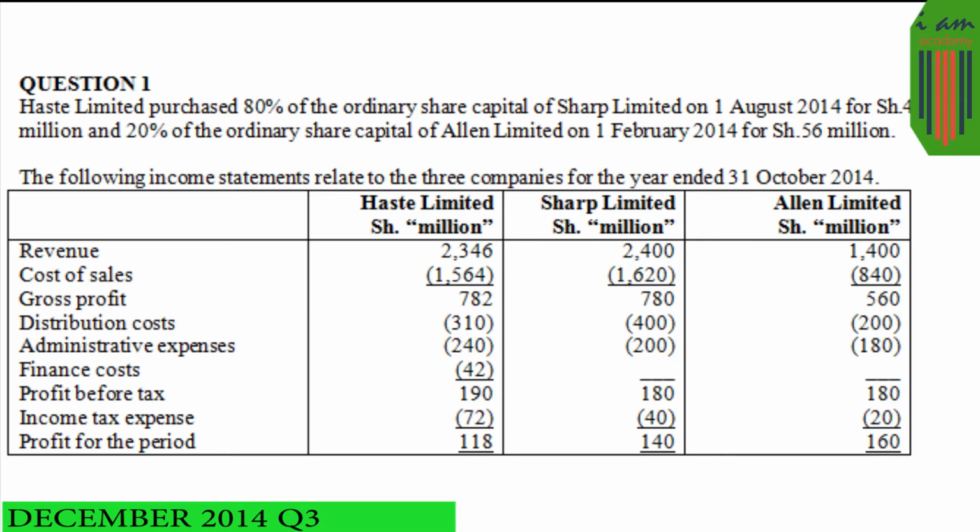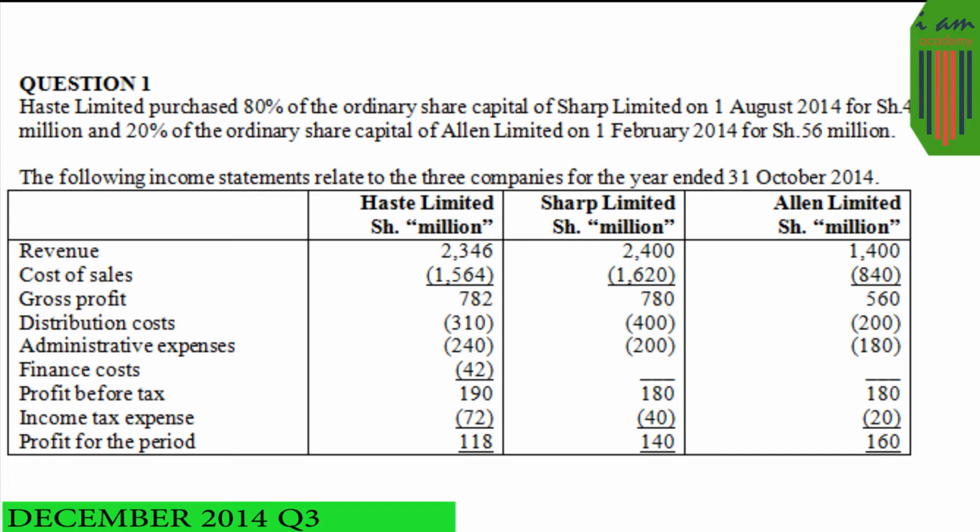Additional information number 1. The retained profit brought forward as of 1st November 2013 and the ownership capital for the 3 companies as of 31st October 2014 were as follows. We have been given for Hearst, Sharp and Allen, as you can see yourselves. We have the retained profits brought forward. We have the ownership capital. Number 2.